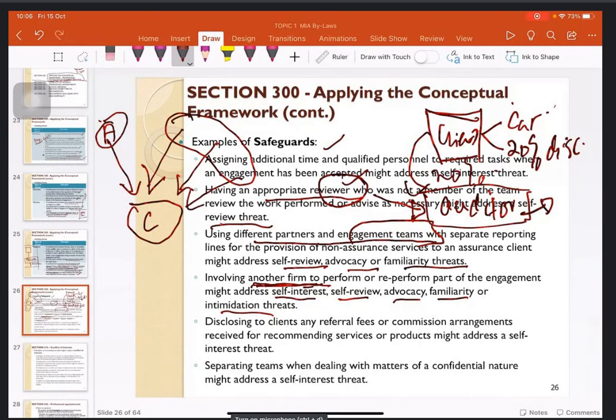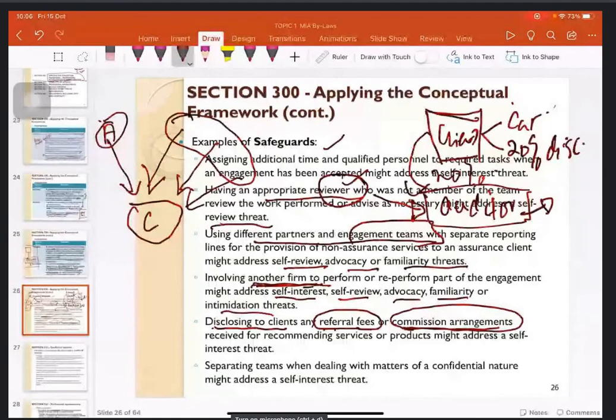Okay. Kemudian kita juga boleh disclose kepada klien any referral fees or commission arrangement. You all tahu tak what is referral fee or commission arrangement? Commission and fees, commission sebenarnya is not allowed untuk audit services tetapi untuk other services is allowed. Kalau you belajar dalam audit yang the first audit paper, receiving commission, giving commission is not allowed. That one untuk audit services is not allowed, okay? Tetapi untuk other services dibenarkan ya. Referral fees, do you know what is referral fees?